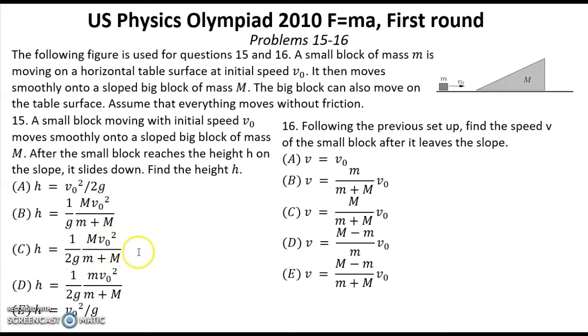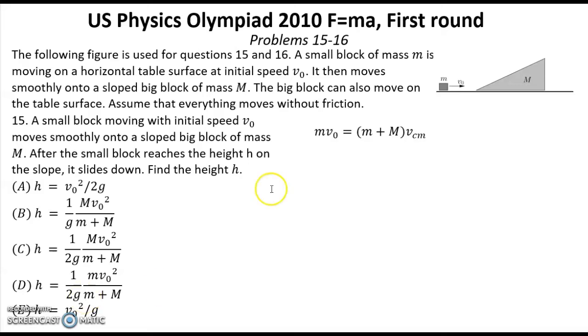But let's do it correctly. We have to write equations for momentum conservation and for energy conservation. For momentum conservation we have this expression. The initial momentum, small m multiplied by v0, is equal to small m plus big M multiplied by the speed of center of mass, because in the highest position they have the same speed. From here we can find the speed of center of mass. That will be this expression.